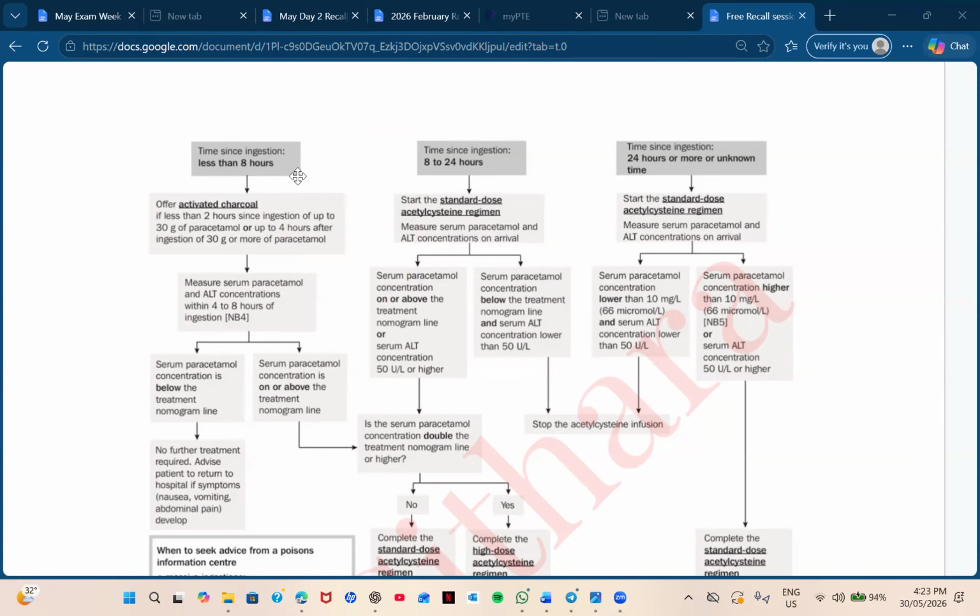First of all, tell me what is the dose of paracetamol for poisoning? What is the poisoning dose of paracetamol? It's an emergency question. I'll show it from the TG. What is the overdose level?